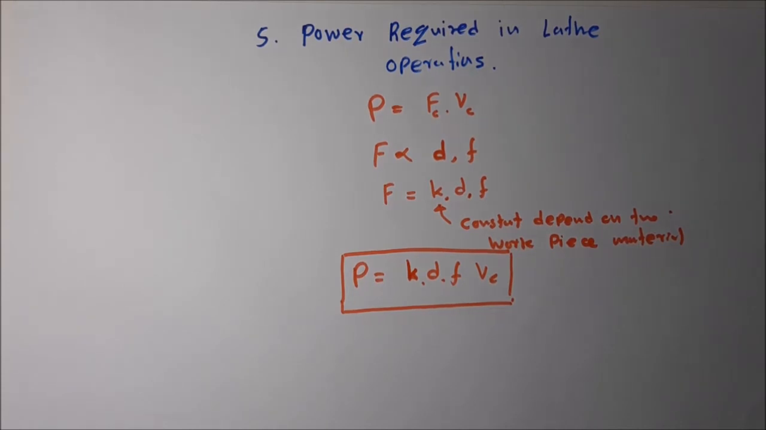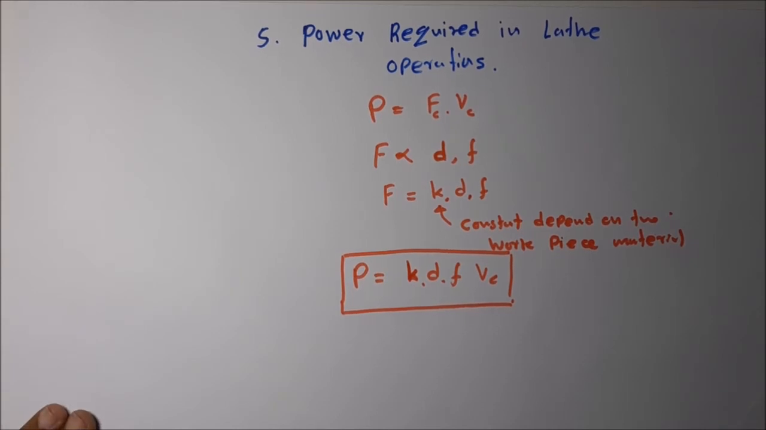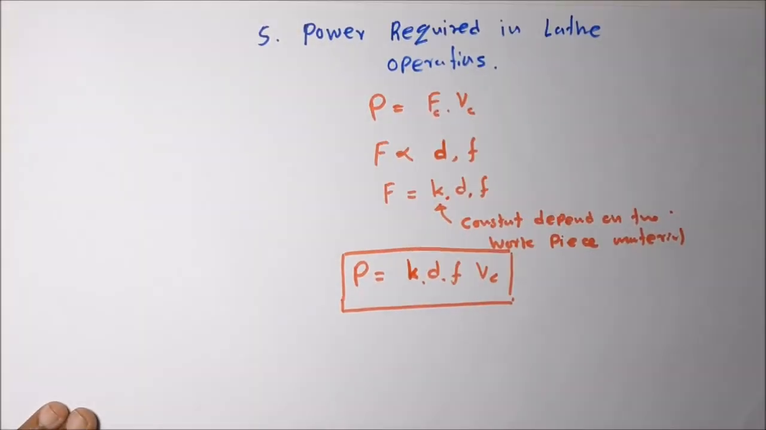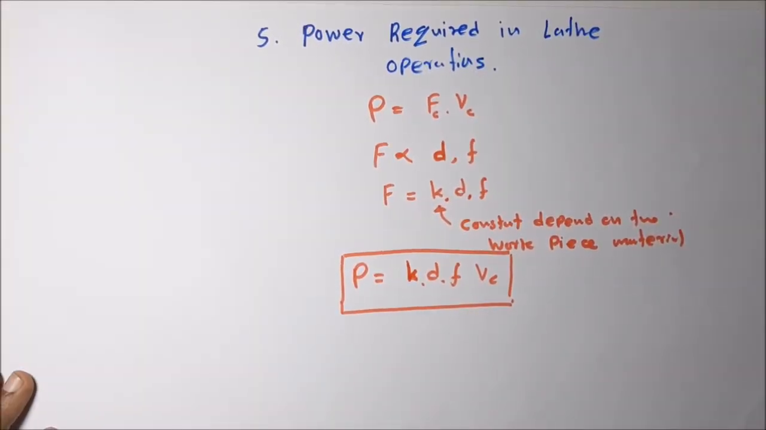We have discussed the five machine calculations relative to lathe operations. Next we are going to discuss some example problems from these calculations. Let's see the example problems relating to these calculations.